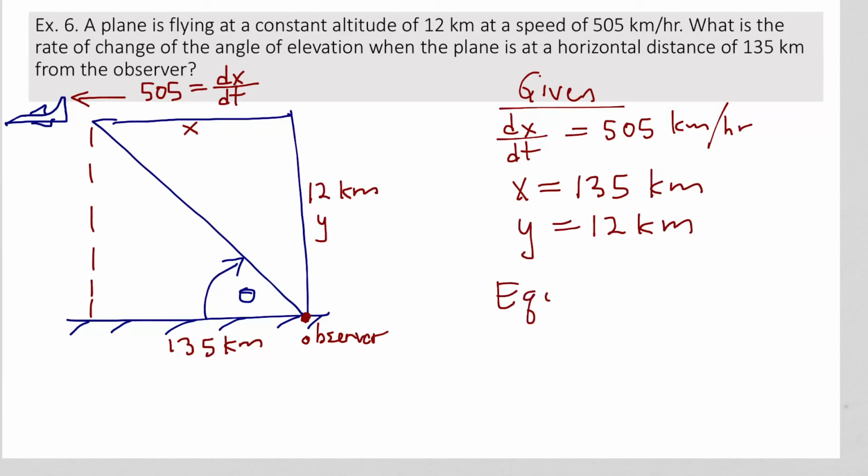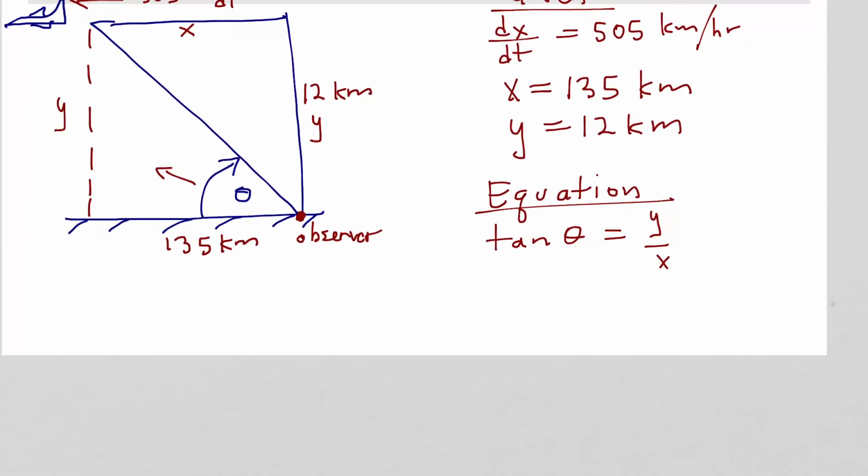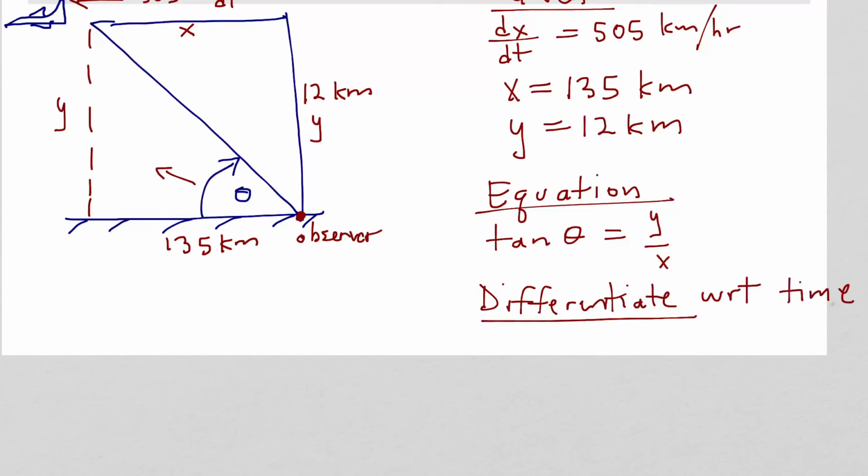So now we need an equation, an equation for theta, because we want to differentiate theta with respect to time. In this diagram, this is y on this side, so that would be the opposite side, and then x would be the adjacent side. So our equation can simply be the tangent of theta is equal to y over x, and that brings in a relationship between all of our variables. All right, so that's our equation. Now we can differentiate that equation with respect to time.